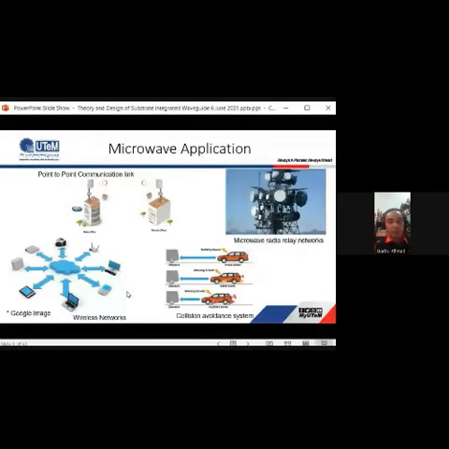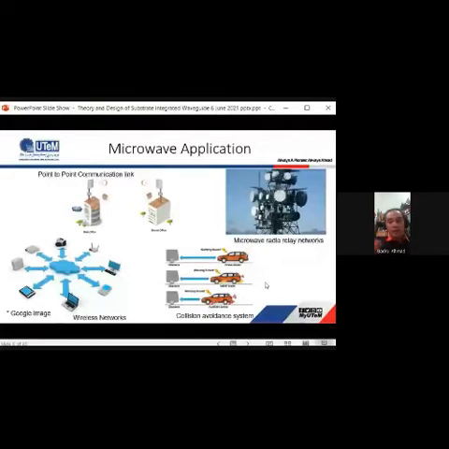Let's go to the microwave link. The microwave link at the top right hand corner is a system that uses microwave beams or radio waves in the microwave frequency range to transmit video, audio, and data between two locations. This can be from just a few feet or meters to several miles, and sometimes kilometers.